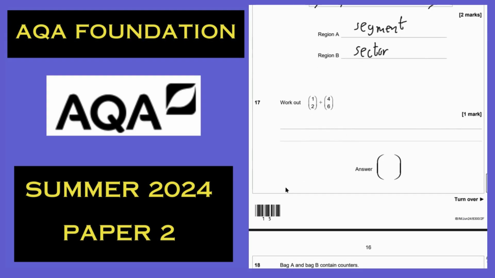When you're adding and subtracting vectors, the only thing you need to know is you add the tops and add the bottoms, because essentially it's a movement. Move 1 to the right and 4 to the right, that'll be 5. Move 2 up and 6 up, that'll be 8 up. That's why it's worth 1 mark only.